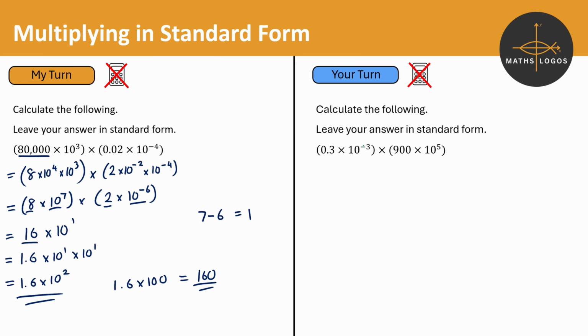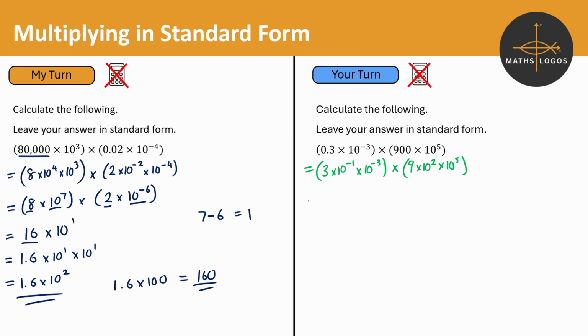We've got 0.3 multiplied by 10 to the -3 multiplied by 900 times 10 to the power of 5. So let's go ahead and turn this 0.3 into standard form. So it's 3 multiplied by 10 to the -1 multiplied by 10 to the -3. Pop that in a bracket just to keep track of it. Bracket's not necessary, but it just helps us to see what we're doing. The 900 is 9 multiplied by 10 to the power of 2. Then I'm multiplying that by 10 to the power of 5.